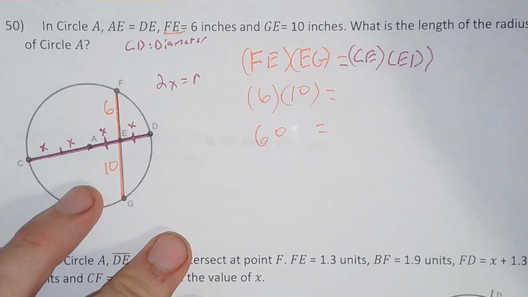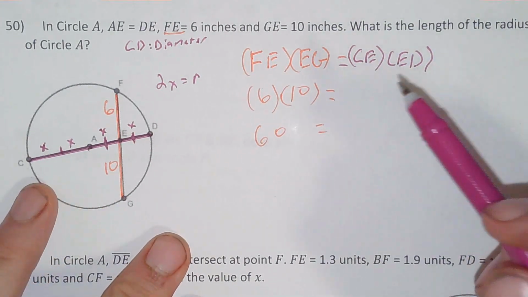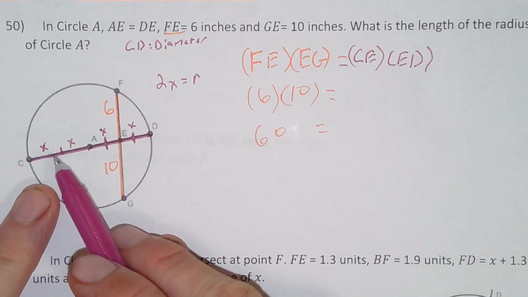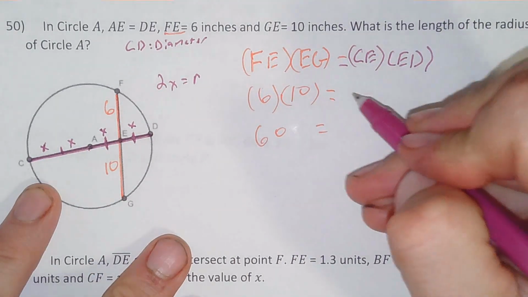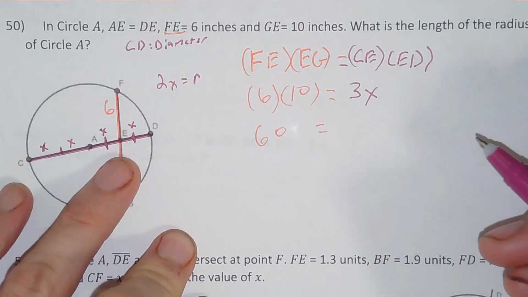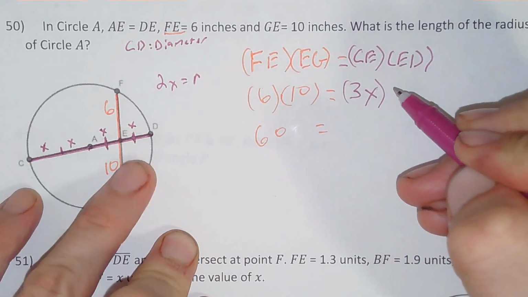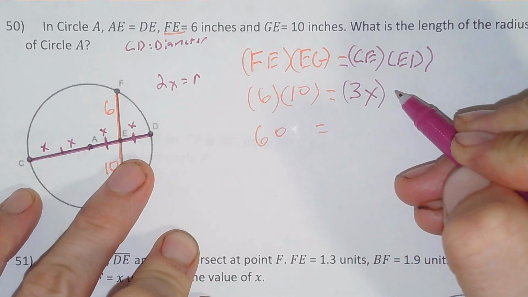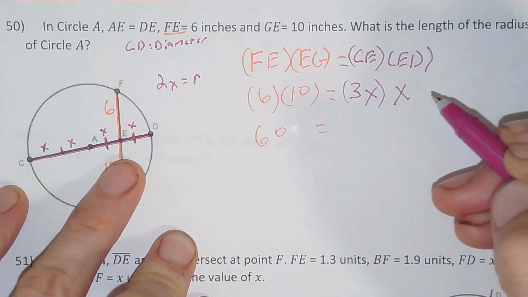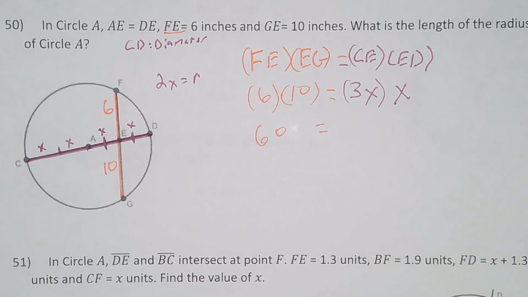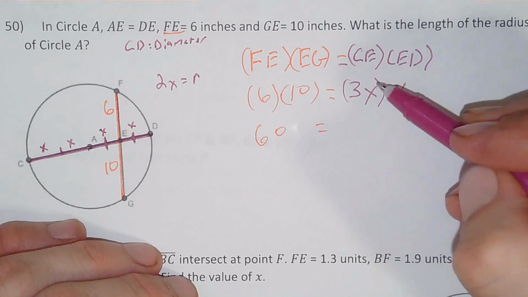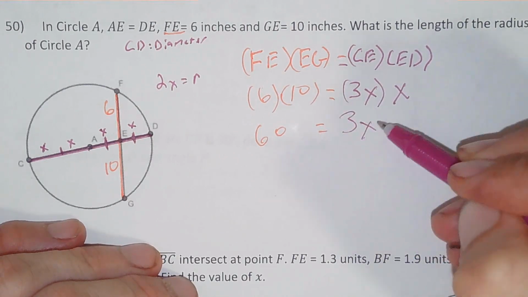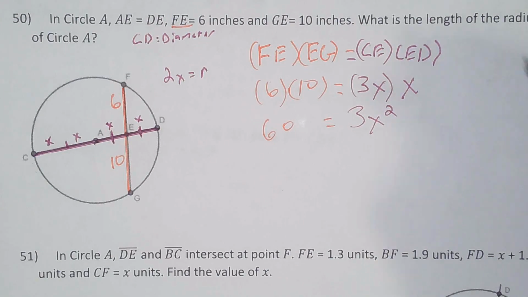This side is not as easy, right? This is going to be, well, let's see. CE is 3x. 1, 2, 3. It's 3x's. And then ED is going to be another x. Okay, so what we end up getting is 3x squared.